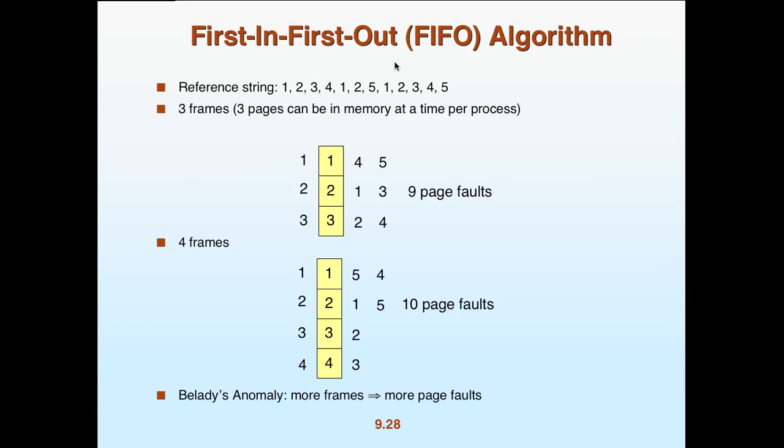And then you can figure out, well, with 3 I got 9, with 4 I got 10, so, wow, my page faults are going up. So at a certain point, page faults aren't going to go up anymore.